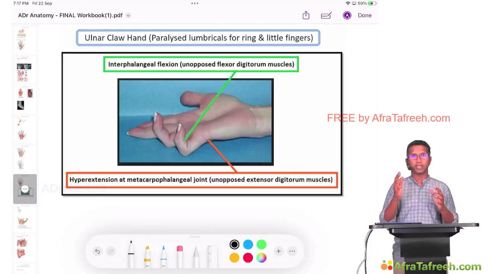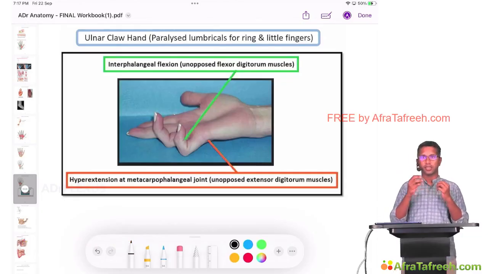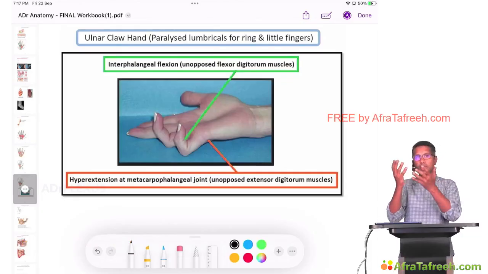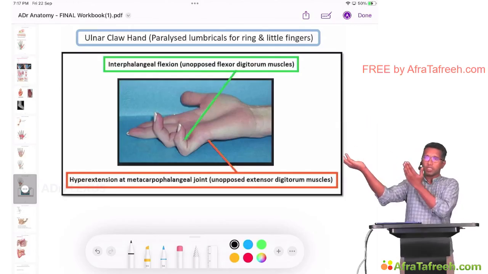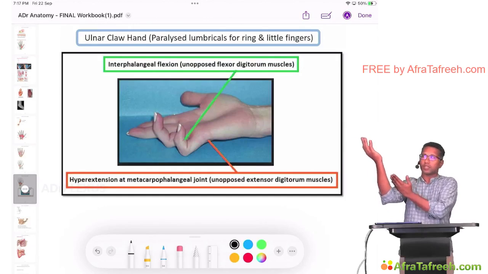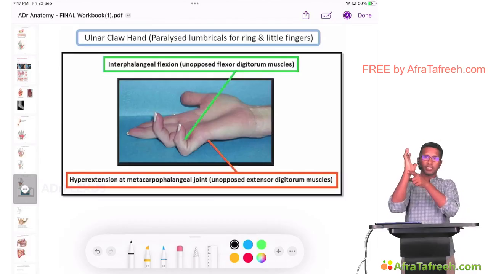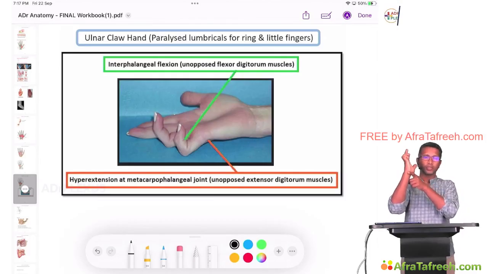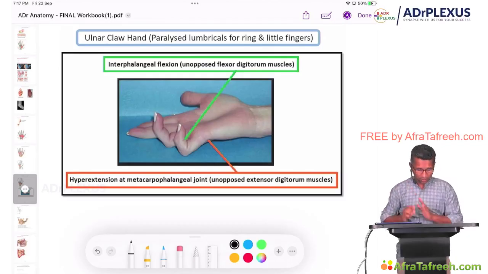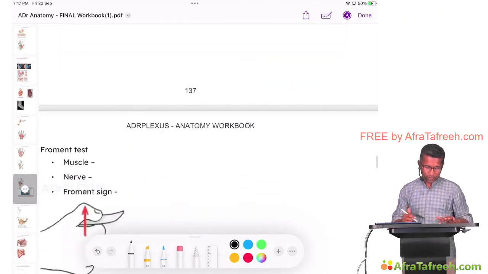When the ulnar nerve is not working, distal interphalangeal joint flexion becomes weak because flexor digitorum profundus is not working. So if you have a lesion of the ulnar nerve at a higher level, flexor digitorum profundus will not work, so you will have less claw hand. But when the lesion is distal, flexor digitorum profundus works, and you will have more clawing. This is called ulnar paradox.